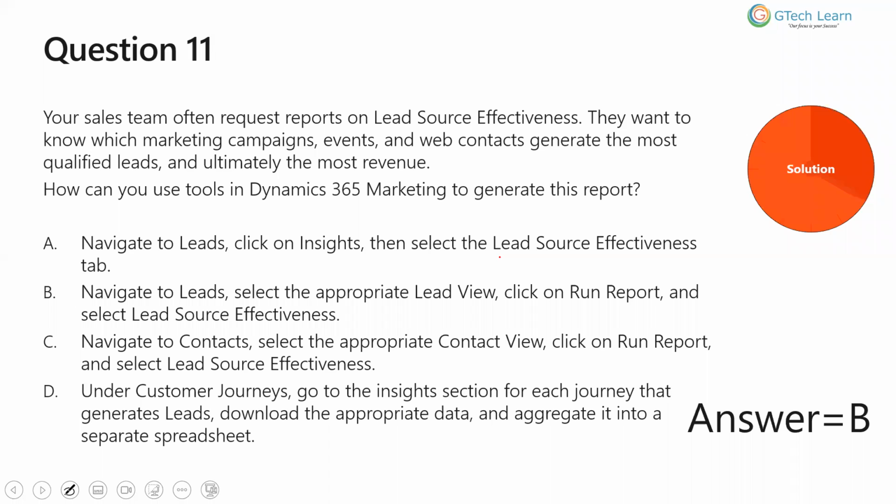Okay, so the correct answer is going to be option B. We need to navigate to the leads. We need to select the lead view. Then we need to run the report. And then we need to select lead source effectiveness. So from the leads table, it is going to be very easy to know from which source this lead has been generated.